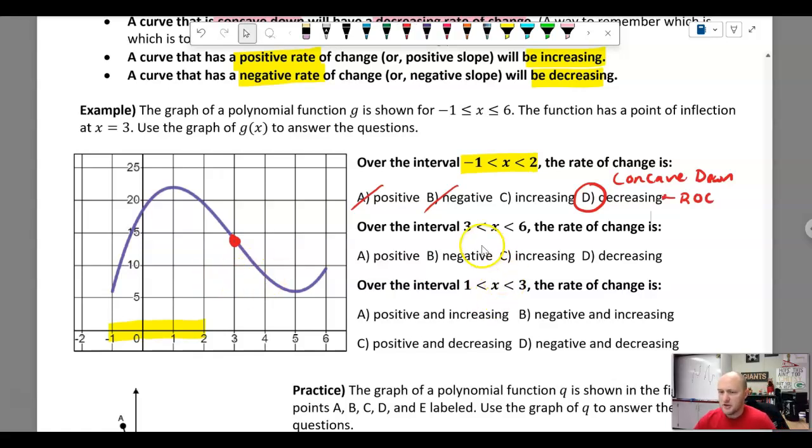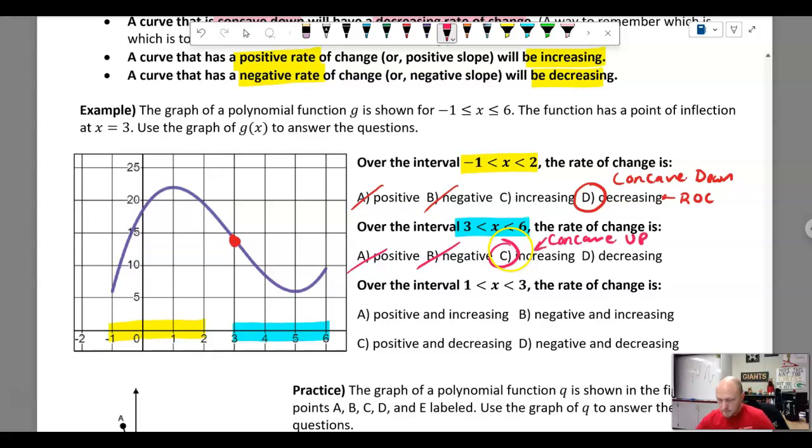Okay, let's try another one. On the interval 3 to 6. So let's look at 3 to 6. They say the rate of change, is it positive? Is it negative? Is it increasing or is it decreasing? Well, my rate of change is negative here because I'm decreasing, and then I start to increase. So again, rate of change is not going to be positive or negative because it happens to be both of those things on that interval. But notice my graph is concave up. So that means rate of change is increasing. Concave up means increasing.